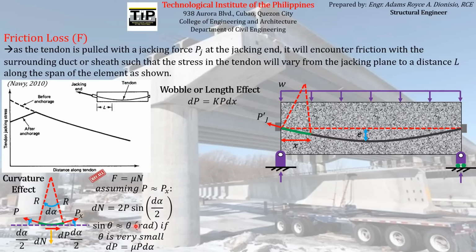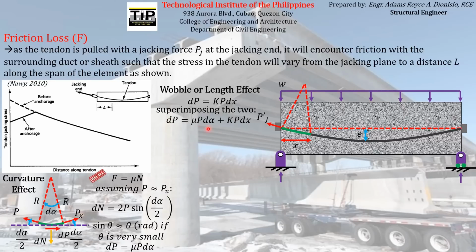So if we add up the curvature effect and the wobble effect, if we superimpose those two, we can have a total effect of the frictional force equal to their sum. So we just have to add up this curvature effect to the wobble effect. We just superimpose those two to find their total effect on the pre-stressing reinforcement, to find the total frictional effect acting on the pre-stressing reinforcement.